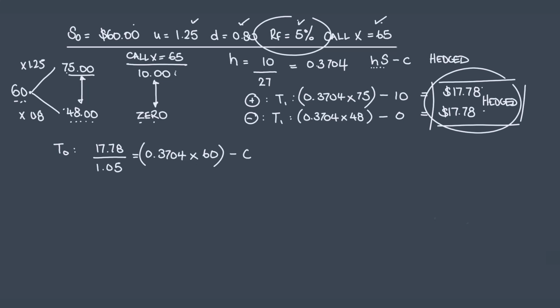Minus C. We have one unknown. We can solve for it. If you solve that, C is $5.29.